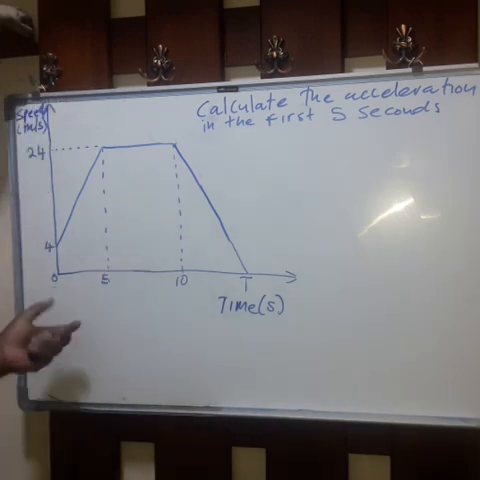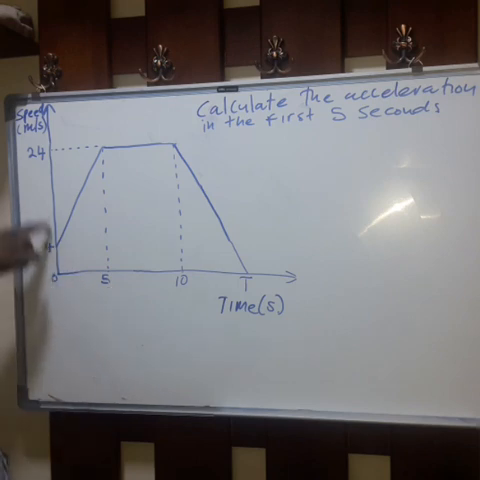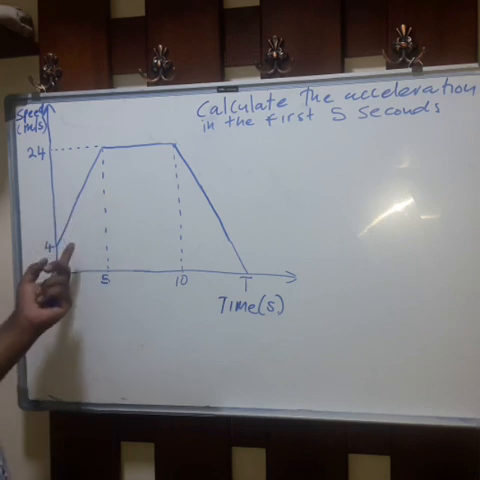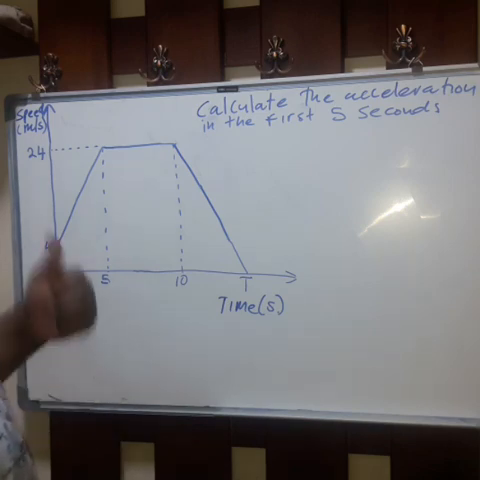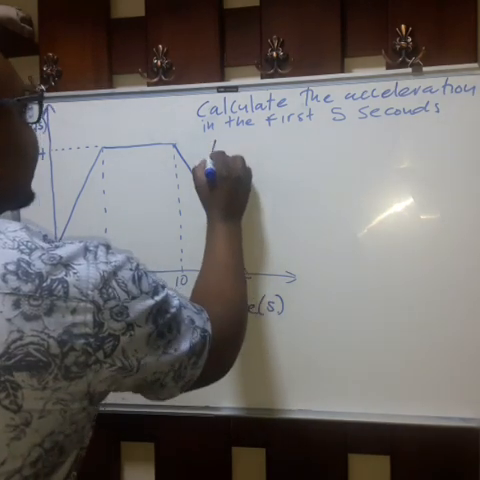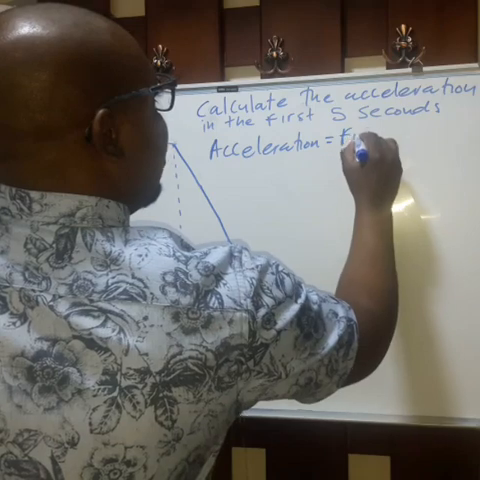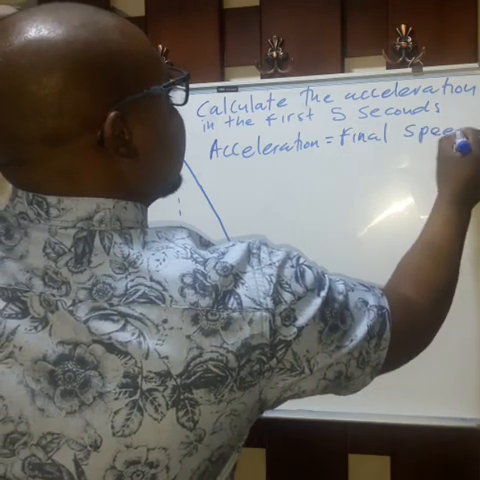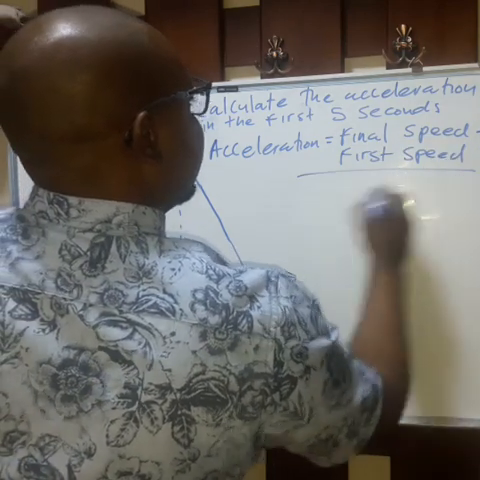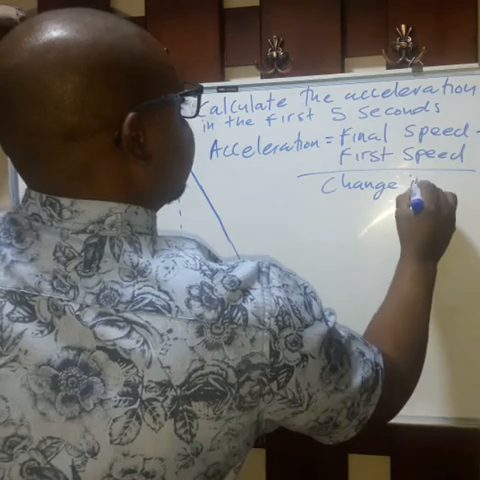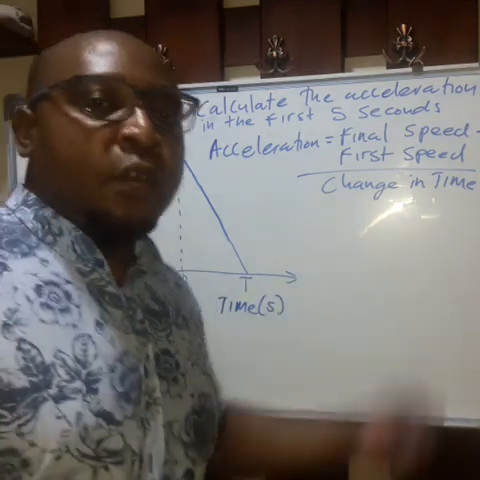If I look at my graph, there is some acceleration in the first 5 seconds. From 4 meters per second to 24 meters per second, there is acceleration represented by a straight line going upwards. It's uniform acceleration, so we need to calculate that. Acceleration is equal to final speed minus first speed over change in time. This is the formula we are going to use to calculate acceleration.